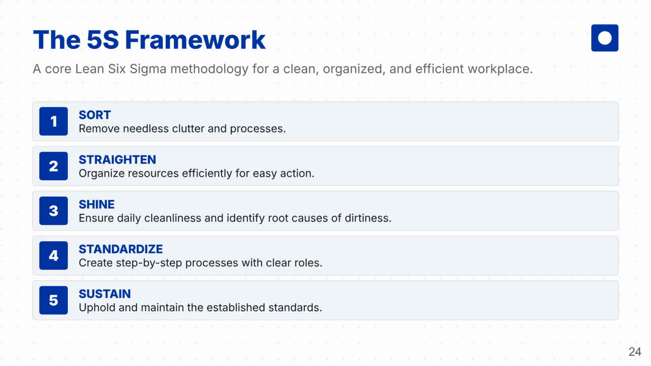An important tool within Lean Six Sigma is the 5S framework, which creates a clean, organized, and efficient workplace. Although it was originally developed for manufacturing, the 5S principles are now widely applied in offices, hospitals, IT organizations, and robotic process automation projects. A well-organized work environment reduces waste, improves productivity, and minimizes errors.